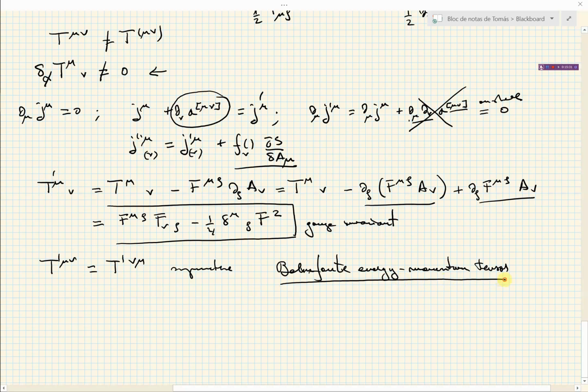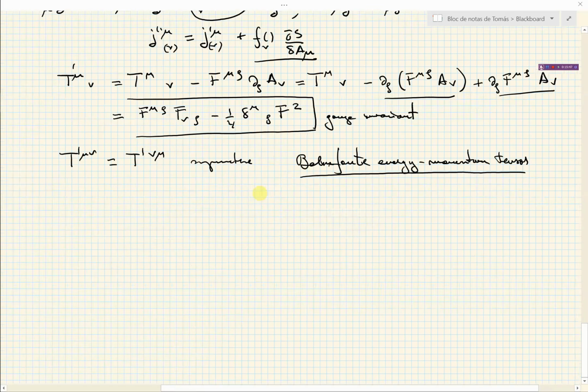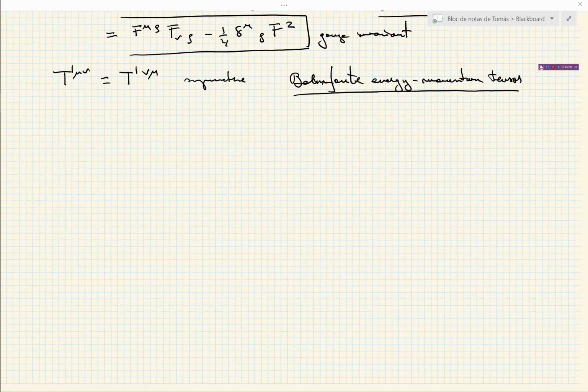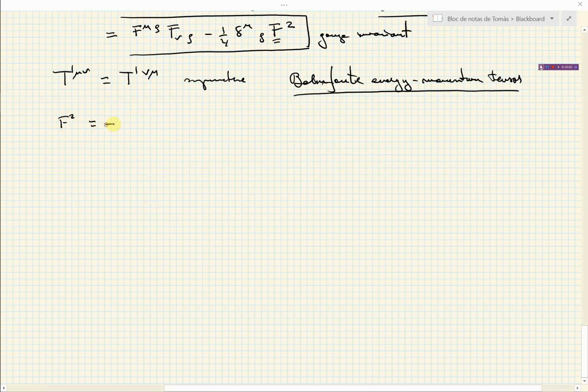So why is this interesting? Because this is really the energy momentum tensor to which gravity will couple, and that's important enough. Finally, we would like to see what this energy momentum tensor looks like when we write it in terms of electric and magnetic fields. This is very simple. First we compute F squared, but this is something that we did before. This is minus 2 (E squared minus B squared).